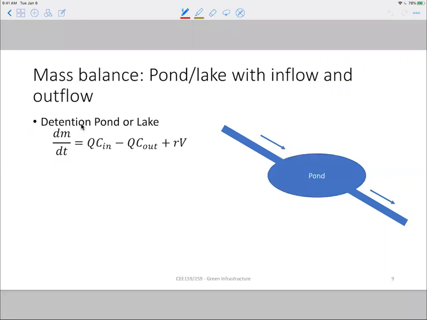So here is another case where there are reactions, but there is an inflow and outflow. This is pretty common for most of the ponds, detention ponds. So for instance, if I write here, this is a system, a detention pond. Let's write detention.